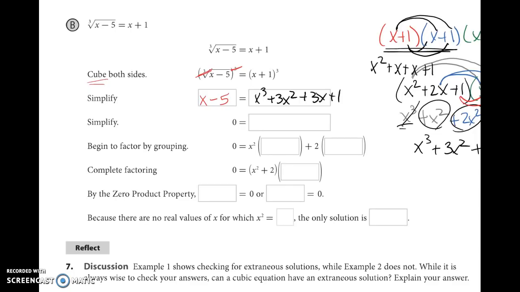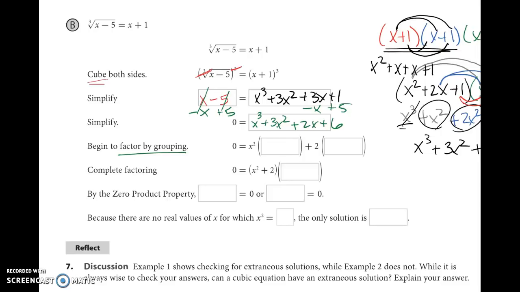So to simplify, I need to move everything to one side. So I'm going to subtract x, and I'm going to add 5. And so I get 0 on this side, and I get x cubed plus 3x squared plus 2x plus 6. And then it says to begin factor by grouping.